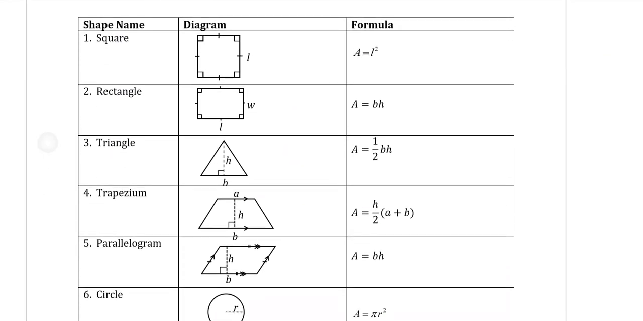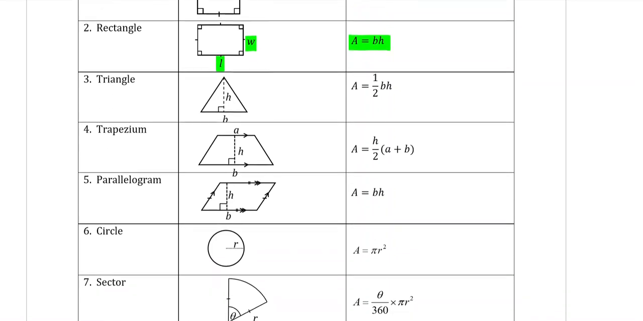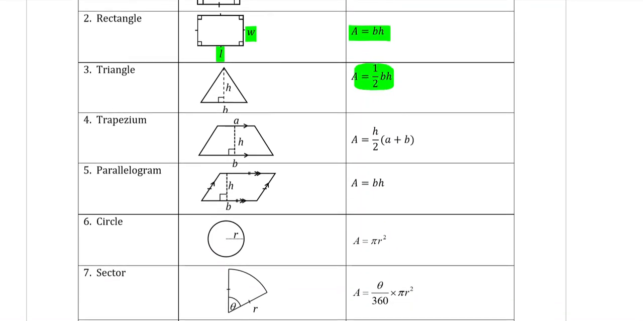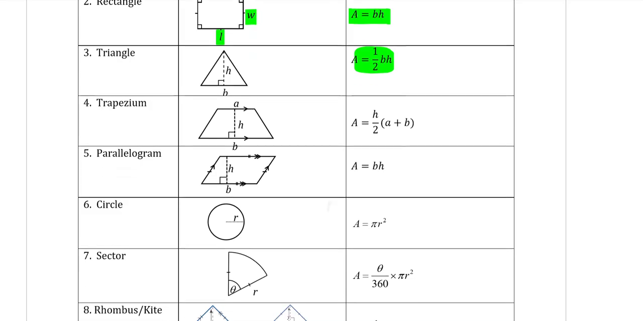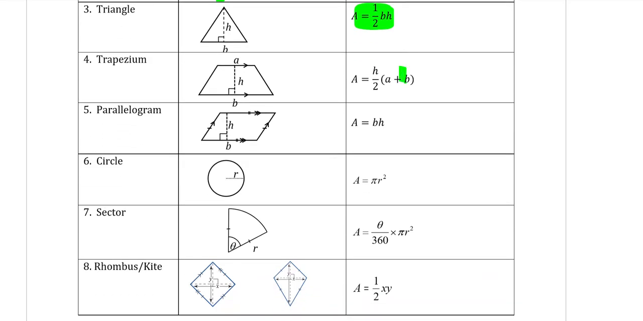Okay, formulas that you should already know. We have the square, which is A equals L squared. A rectangle, A equals BH. If you do things like LW, there are other formulas that mean the same thing, that's okay. The area of a triangle is half base times height. The area of a trapezium is H over 2 bracket A plus B.